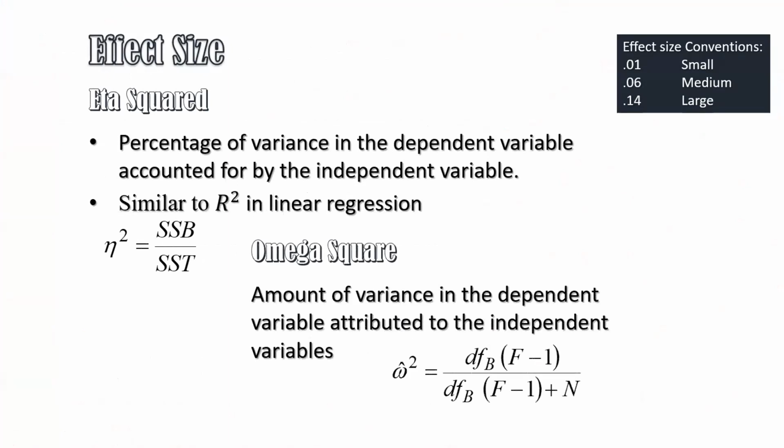Okay, so this is the equation. The next one is we can use the omega squared. Omega squared is also the same as eta squared. It is the amount of variance in the dependent variable attributed to the independent variable. So this is the formula for the omega squared.